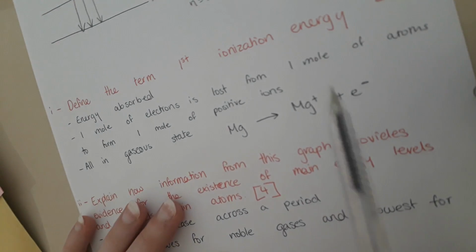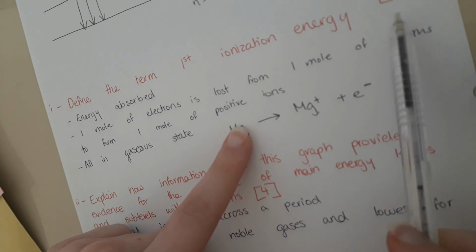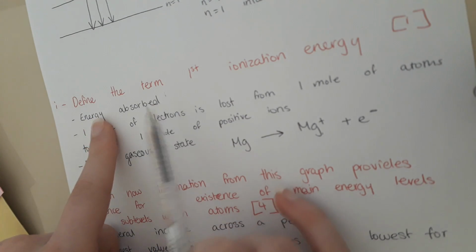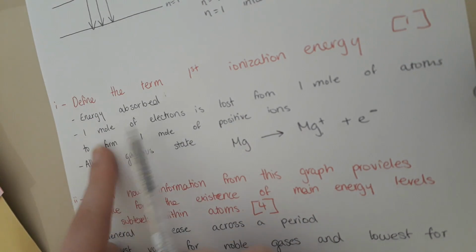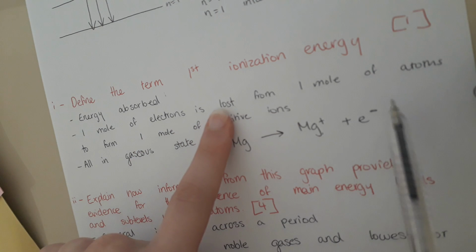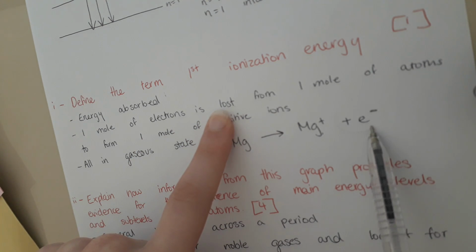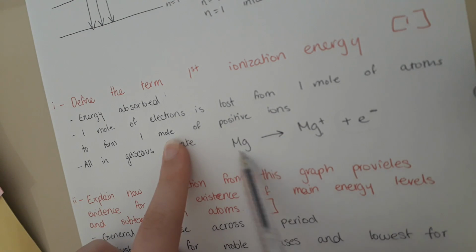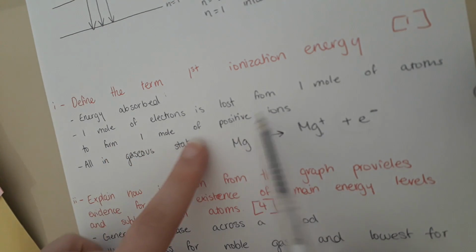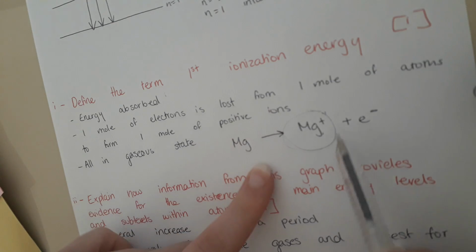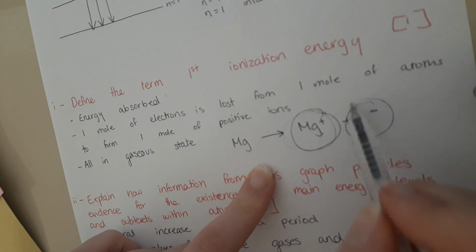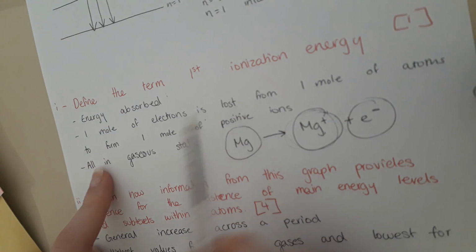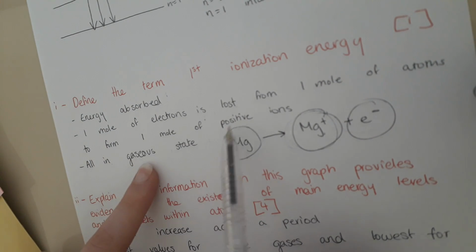electron lost. And so what you have to state, even though it's 1 mark, there are 3 main things you have to state. It is the energy absorbed when 1 mole of electrons is lost, as we can see here, from 1 mole of atoms, here Mg, to form 1 mole of positive ions, Mg+. And so from this, you can clearly demonstrate it this way, but in terms of words, this is how you would word it. And all of this occurs in gaseous state.